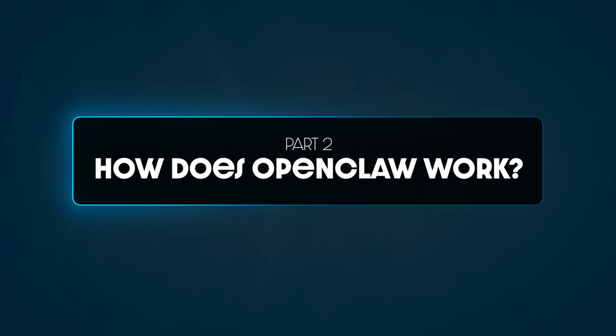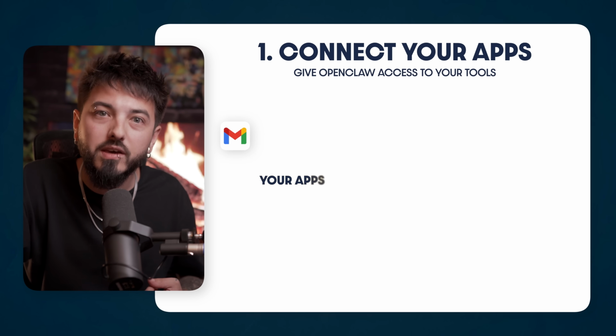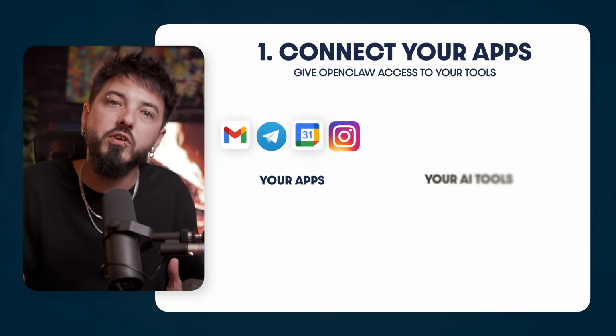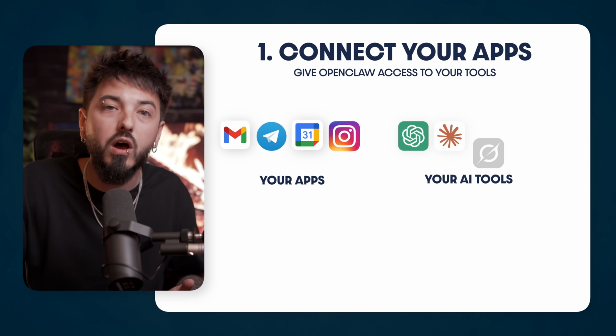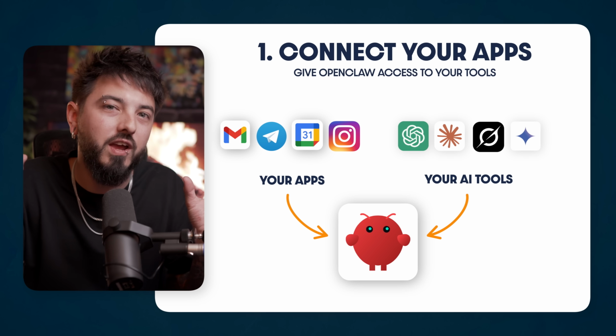Okay, but how exactly does it work? Here's the basic workflow and the easiest way to understand it. Every day you use a ton of apps, things like Gmail, Telegram, Google Calendar, social media apps, whatever. And then you have your AI tool of choice, so something like ChatGPT or Claude or Grok or Gemini. And OpenClaw is what connects your apps to your favorite AI tool of choice.